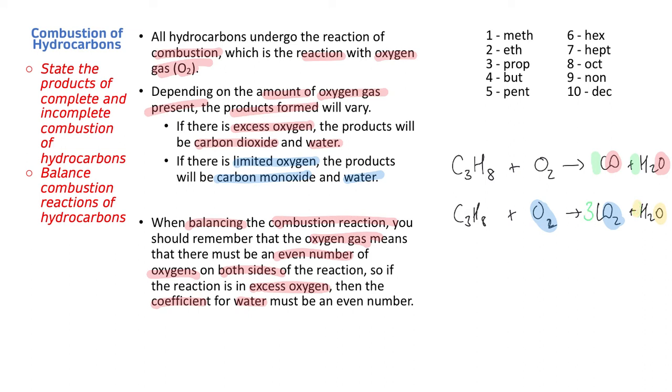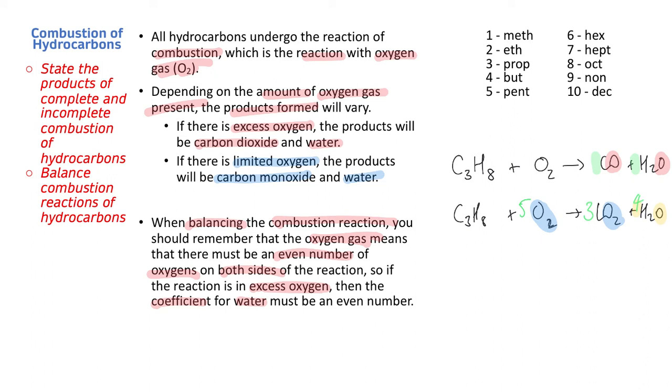3 carbons there, 4 waters there, to balance out the carbons and the hydrogens. And since water has an even number, that should be fine. So there are 4 plus 6, that makes 10, so that makes a 5 there. Nice and easy.